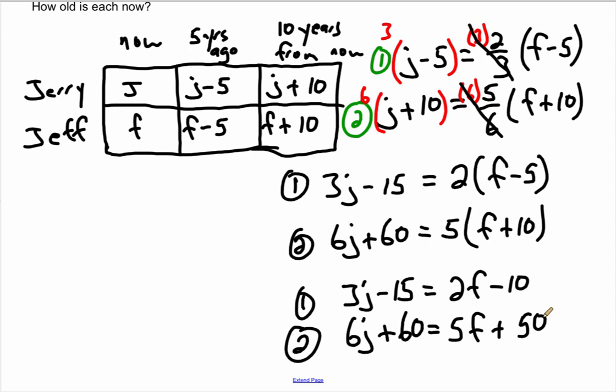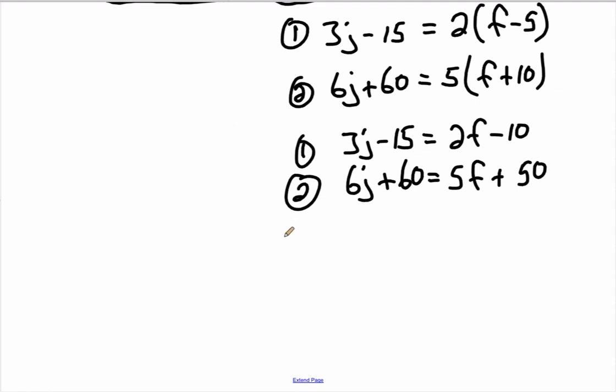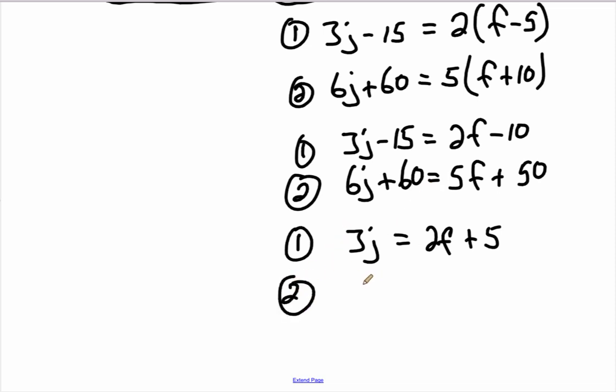Now, unlike the previous 2 problems, there is no variable that we're currently solved for. So this is going to take some extra manipulation. Not a big deal, but it could be a little bit of a pain. First thing I'm going to do is clean them up a little bit by combining like terms. In equation 1, I'm going to add 15 to both sides, and that's going to give me something like 2f plus 5. In equation 2, I'll subtract 60 from both sides and end up with 6j equals 5f minus 10.